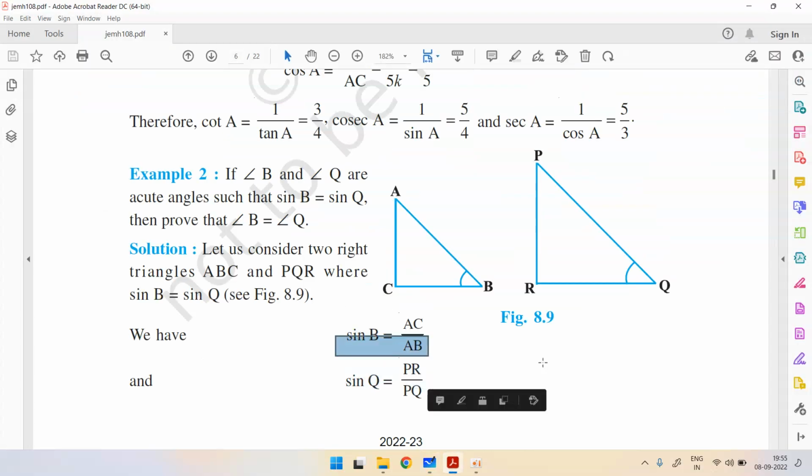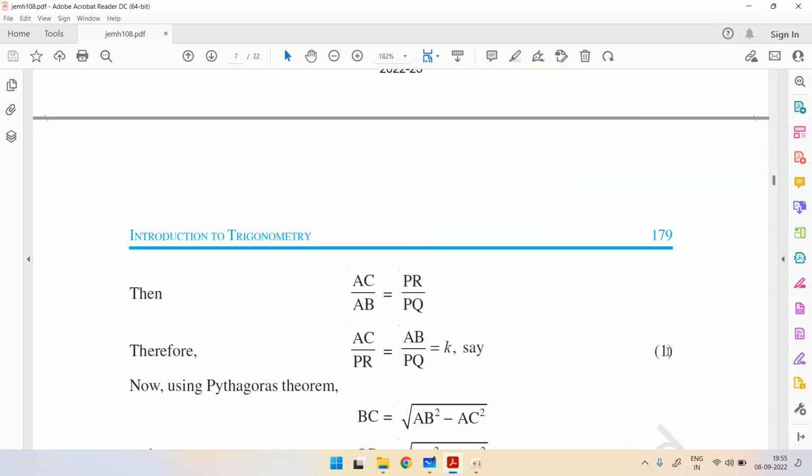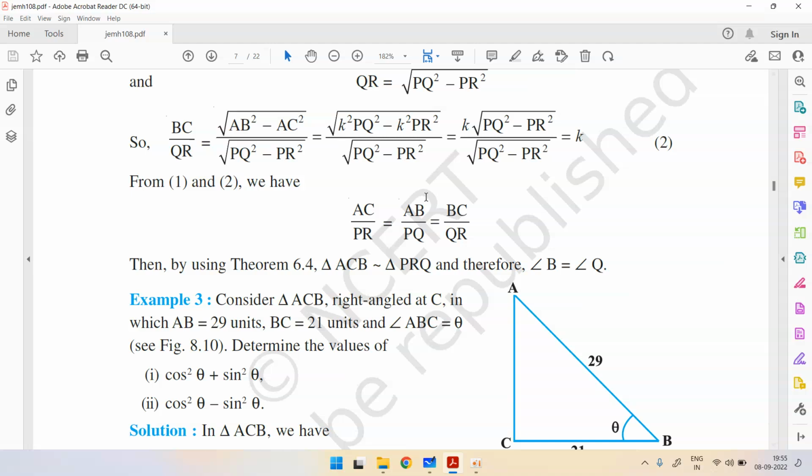They have also done the same thing. They have taken sine B by sine Q as K, then this is calculated using this, so the equation also remains K only. So using this theorem, if the triangles are similar, then angle B is equal to angle Q.